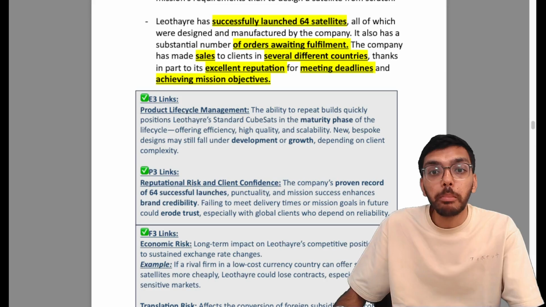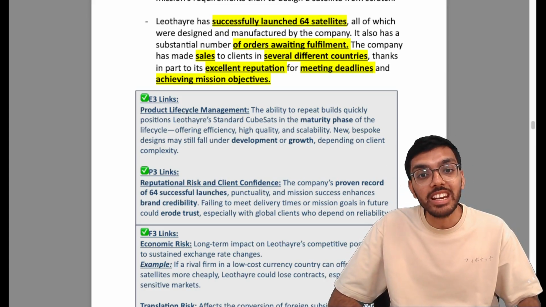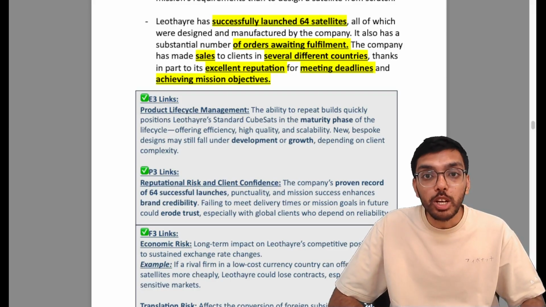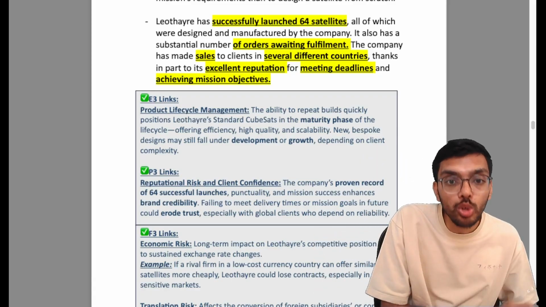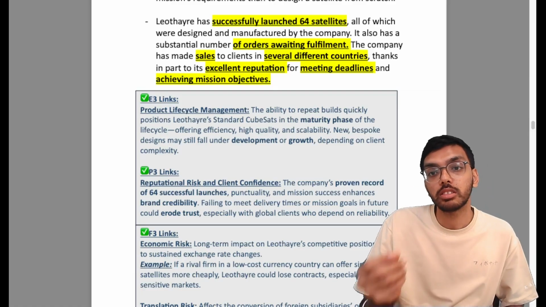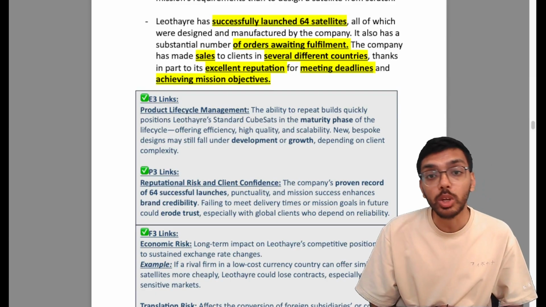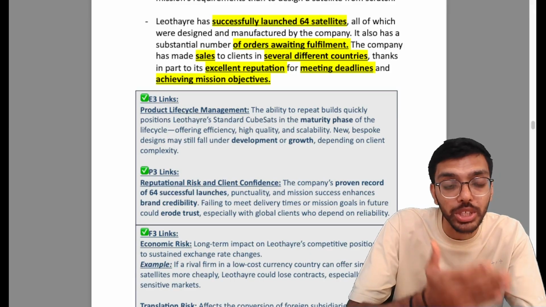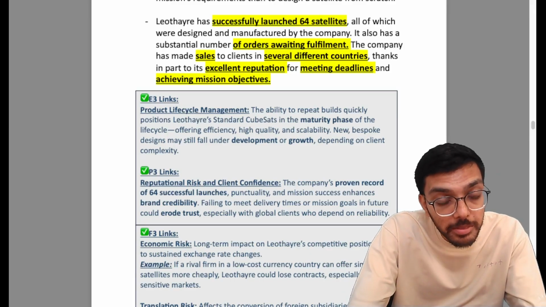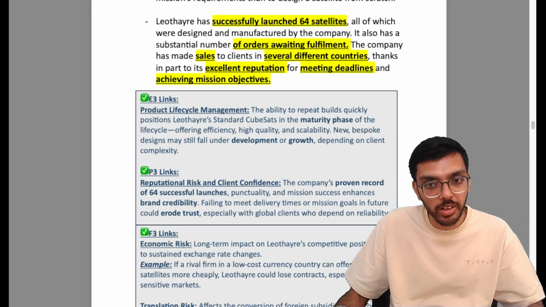The ability to repeat builds quickly positions Leothayre's standard CubeSats in the maturity phase. Because these are already created, they are standard, they are being used. But new innovations which fall under the development or the growth category will be important, because new innovations every day are pushing this market forward. We know that. Again, reputational risk coming to the fore over here.